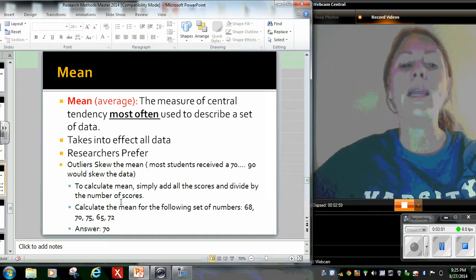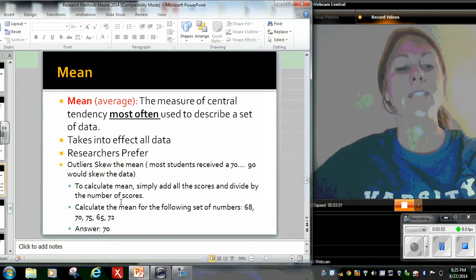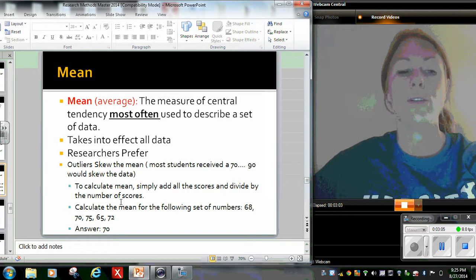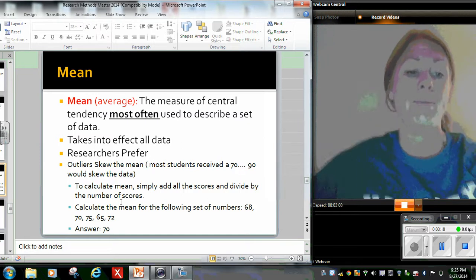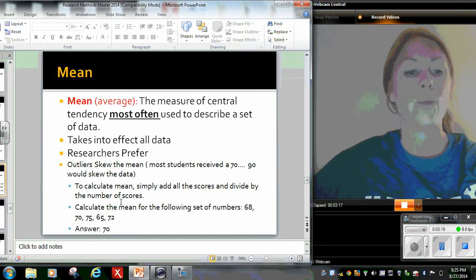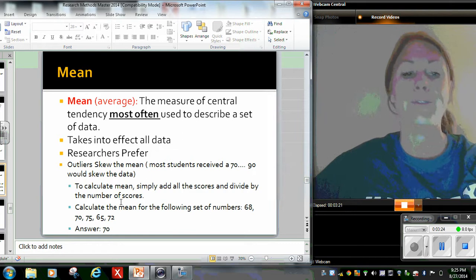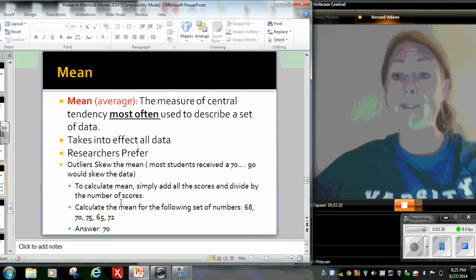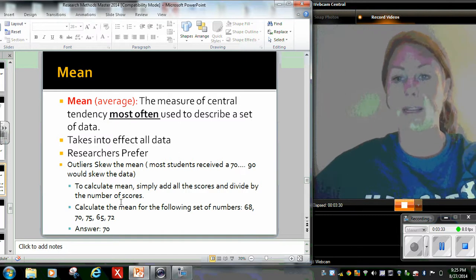All right, then mean means the average, the measure of central tendency most often used. All right, it takes into effect all the data, which could be bad or could be good. Okay, which means outliers can skew the data. All right, most students received a 70 on the quiz score, so the 90s can skew it. Okay, to calculate it, simply add all the scores and divide by the number of scores. So our example there is 68, 70, 75, 65, 72, divided by 5. You add them all up, and it would be 70.